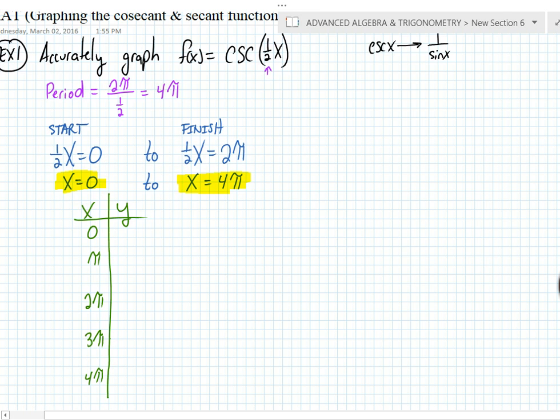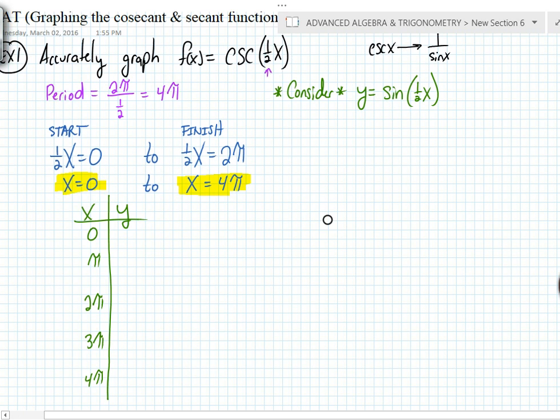Now, when we get our actual outputs for y, we're going to consider the equation y equals the sine of 1/2 x. Notice the similarities here, ladies and gentlemen. This is almost identical to this. They're just written as reciprocals. We'll go into further investigation in later examples as to why things are working the way they are.